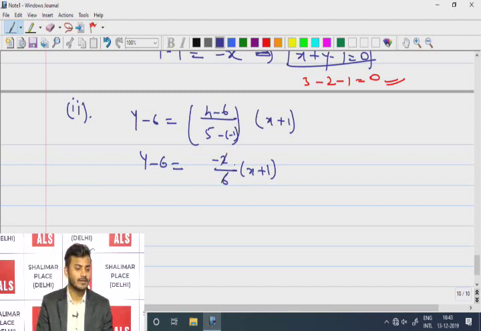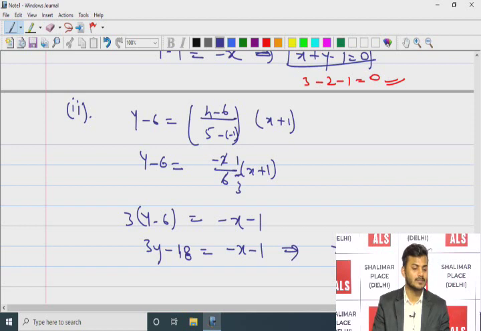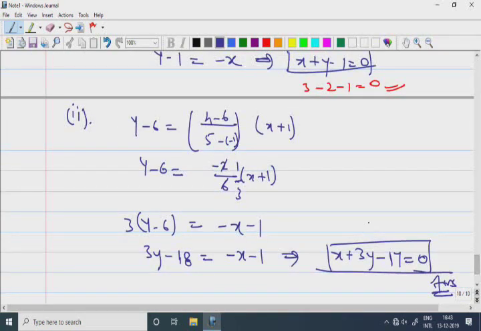Now further it is 1 by 3. So y minus 6 times 3 equals minus 1, so that will be minus x minus 1. Further it is 3y minus 18 equals minus x minus 1. Further it will be x plus 3y minus 17 equals 0. So this is your answer. Again you can do the same. If you plug in values of x and y, that coordinate will satisfy the given line.